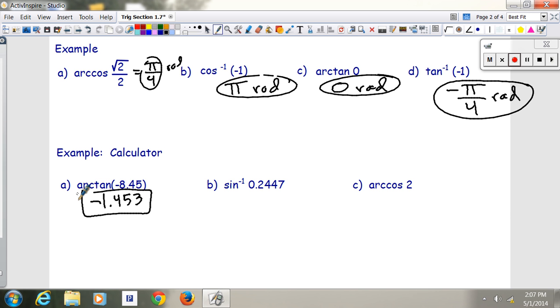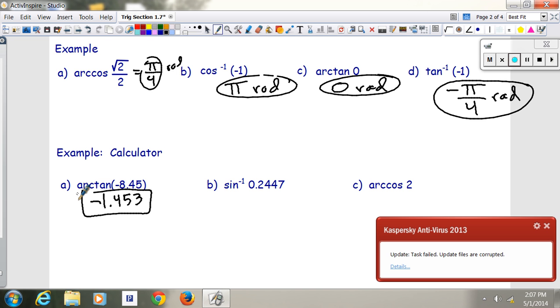Probably about a negative 70 degrees or so, because 1 radian is 57 degrees. So 1.4 is another 20, 25 degrees. So somewhere around 75 degrees negative. But we're in radian mode, so we want to be radians.